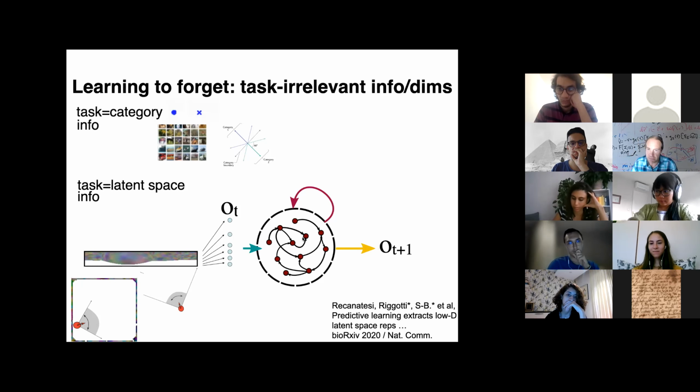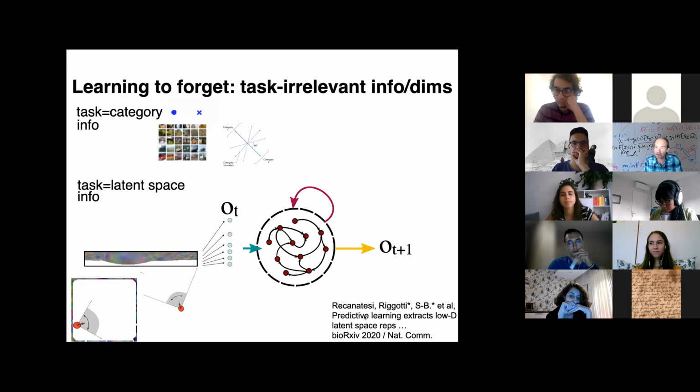And I believe I shared this paper, but this is the work of Mattia Ragati and Stefano Raccanatesi, and it's in Nature Communications in 2020, and I'm a little part of the story too. And the title is Predictive Learning Extracts Low-Dimensional Latent Space Representations. And so what this paper finds is that this neural activity collapses to a low-dimensional set, but that set has a dimensionality which is related to the number of latent variables that are generating the data. So what am I talking about?